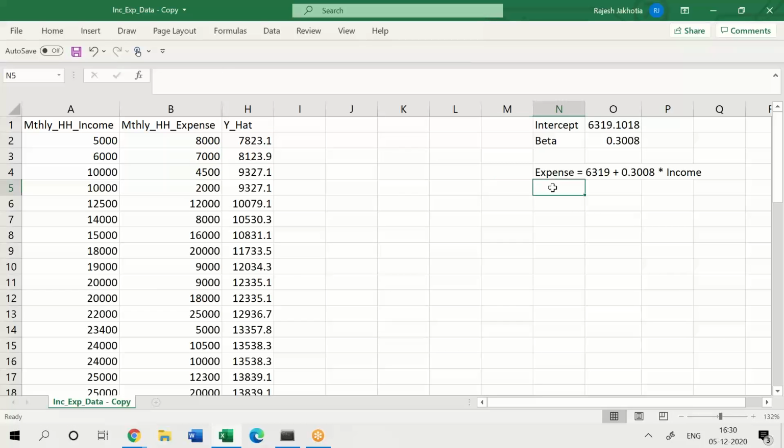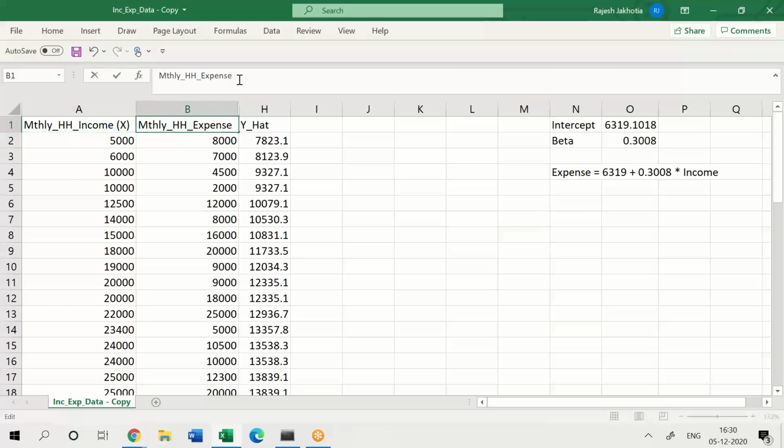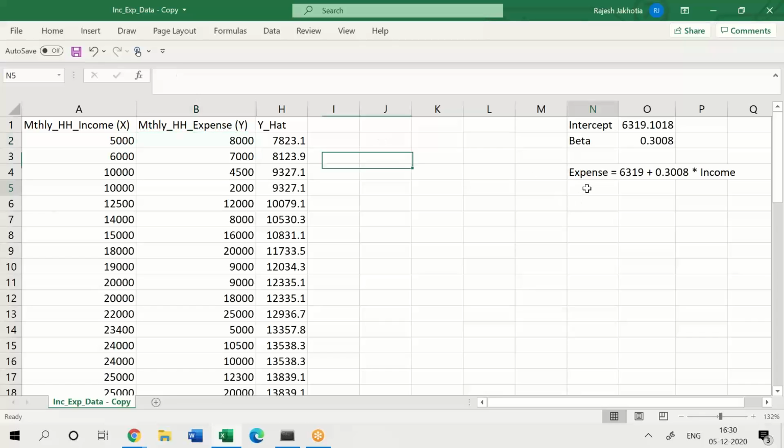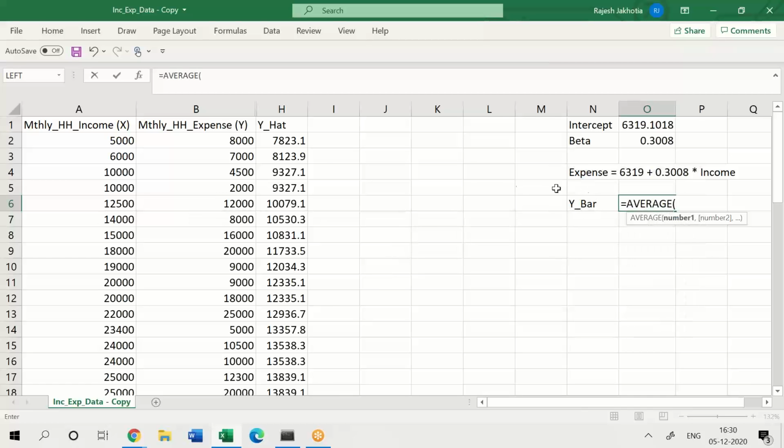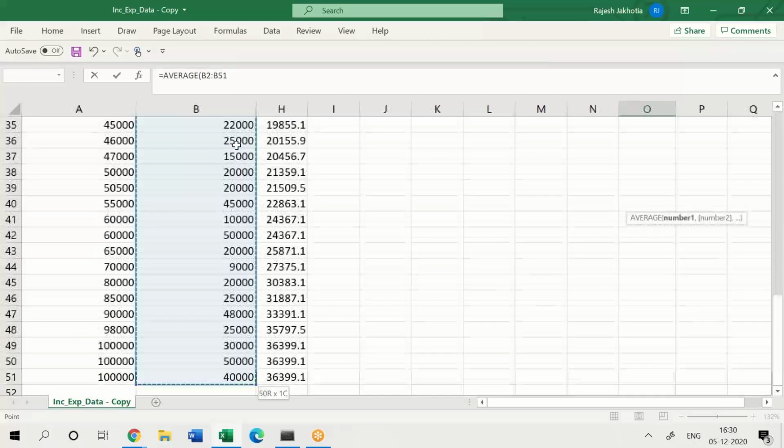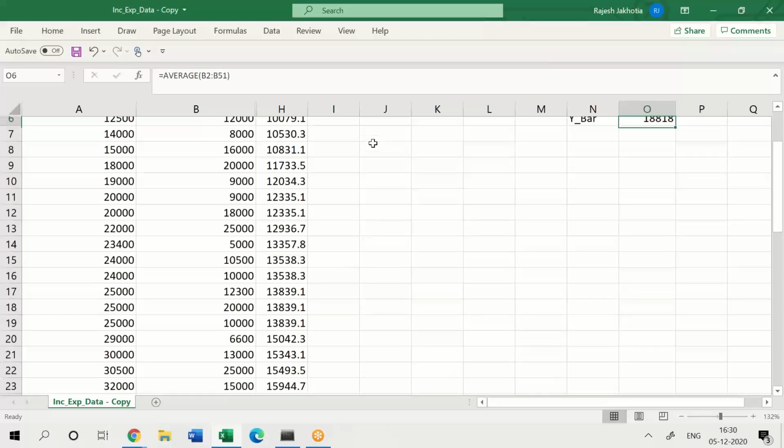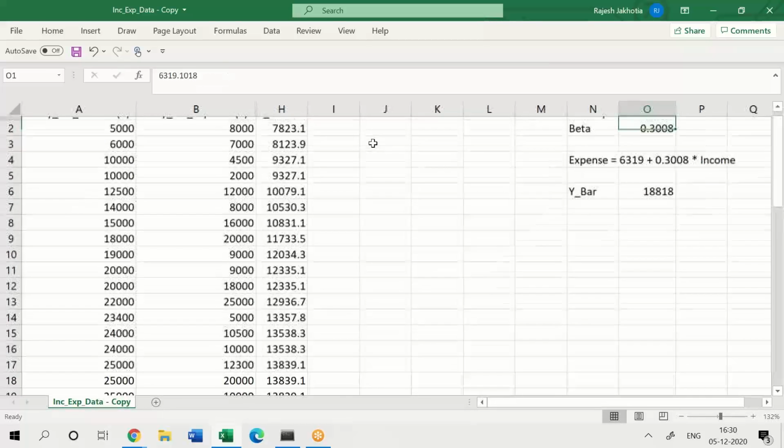Let us just quickly calculate. Before that, let's put the convention. This is our independent variable, so I'll just say X. This is my dependent variable, so let me just say Y. Now I have to calculate the average expense of the household. That is called Y bar, equal to, and I can take the Excel formula, average. So the average is 18,818.